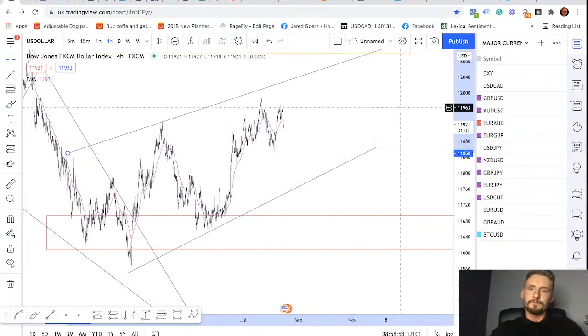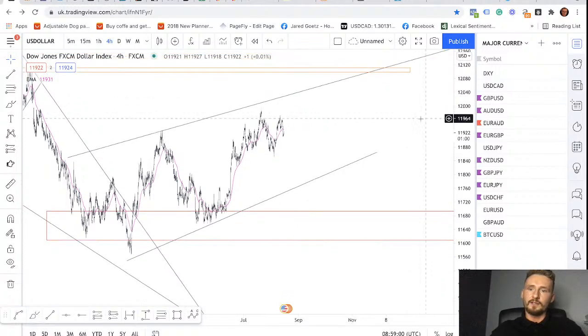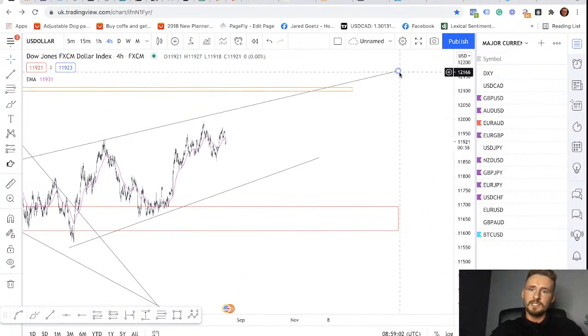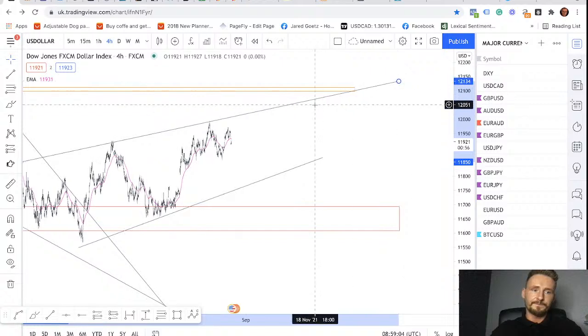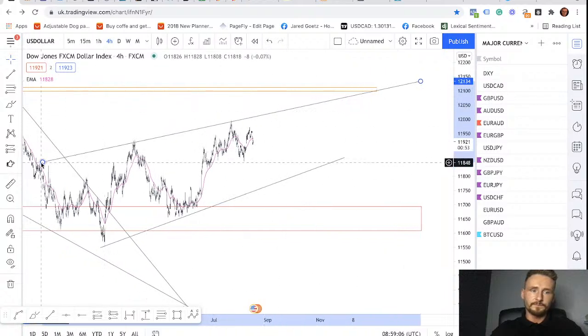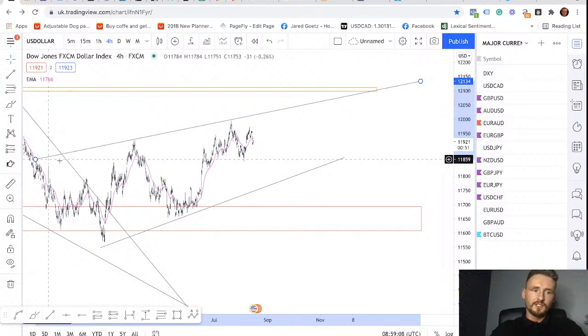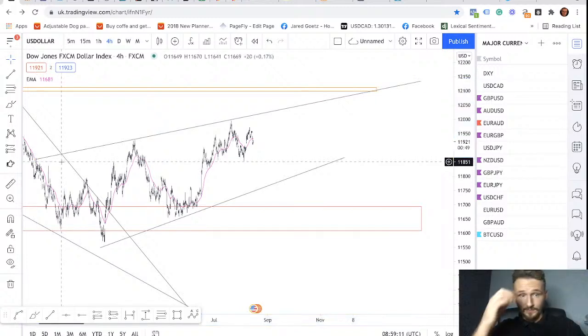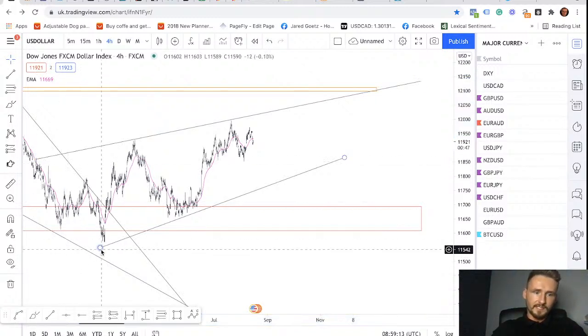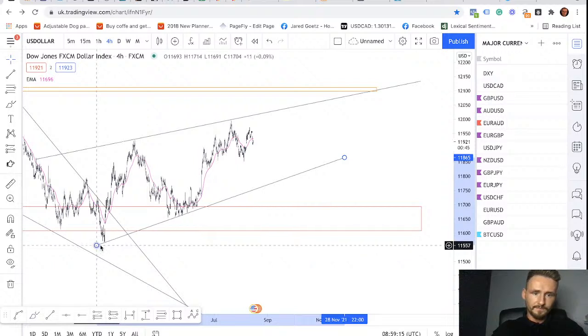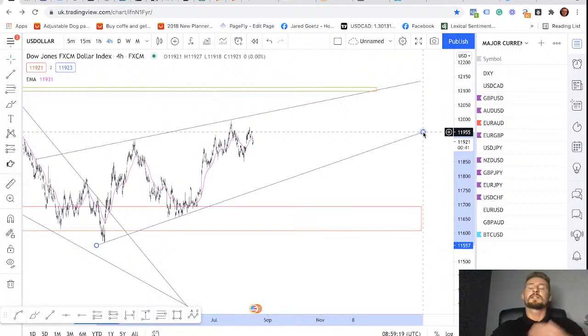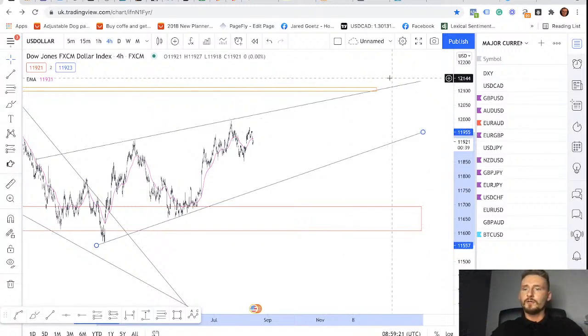So let's just make this a little bit more accurate, okay? Because you can see here we're a little bit off. So that's more the top of the channel that I would say, okay? And then let's just make this a little bit more accurate. So now we are starting to see that price action rise up. So I'm thinking that we could hit a level just above 12100.